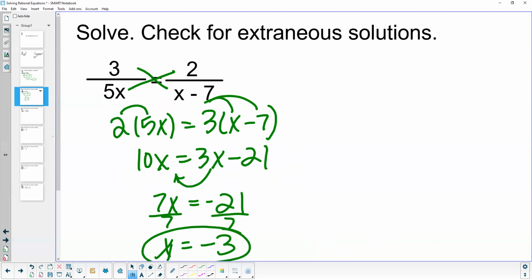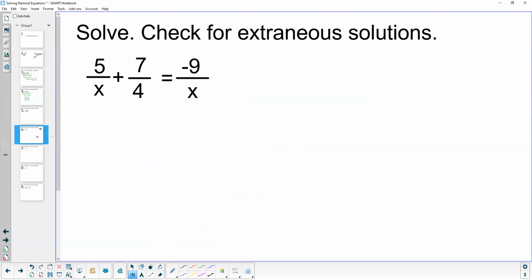Now to check to see if that's an extraneous solution, we plug it into both those denominators. If I plug a negative 3 in, I get 3 over negative 15 is equal to 2 over negative 10. Awesome. Neither of those denominators was 0, so we know that that's a real answer. And that's how we do it when they have an equal sign.